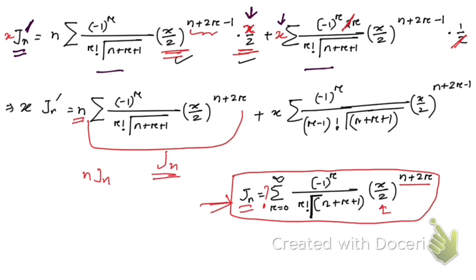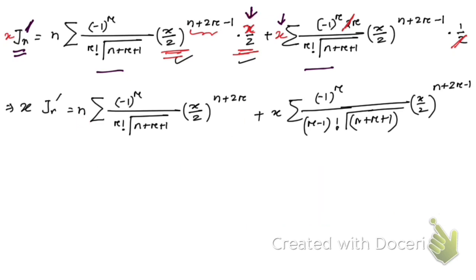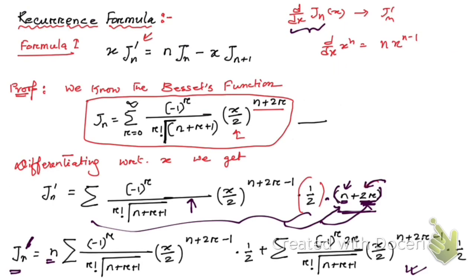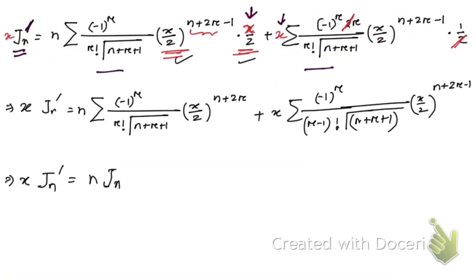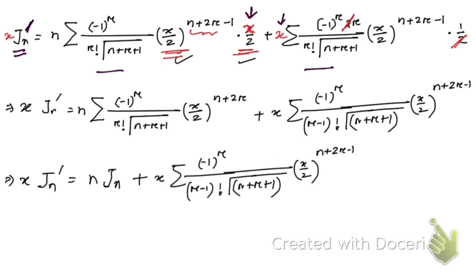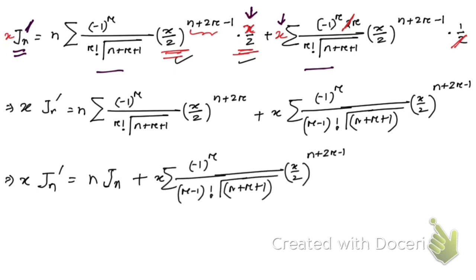So now let me cut it first. Okay, so let me rewrite the relation x Jn' is equal to n Jn. Just give me a second. Let me give this equation number 1 so that I can write here using equation number 1. Now let me copy the second term here and paste here. This is the second term of this relation. So here we're going to write using 1.